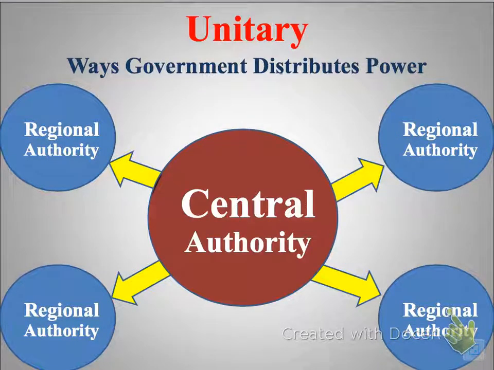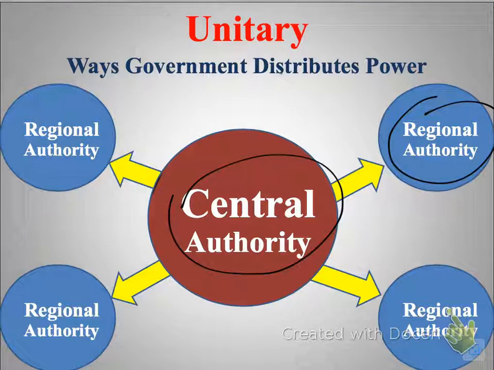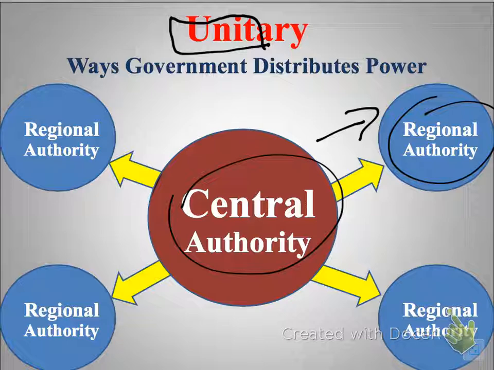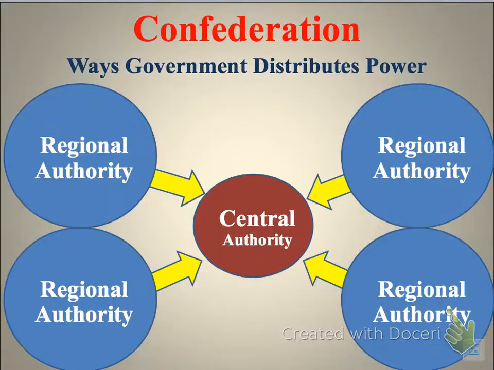In a unitary type government, you've got a central authority and you have regional authorities, but they're one unit, one country. The central authorities are basically just going to tell the regional guys, states or provinces or whatever, what to do, and all of the power is held with the central government.